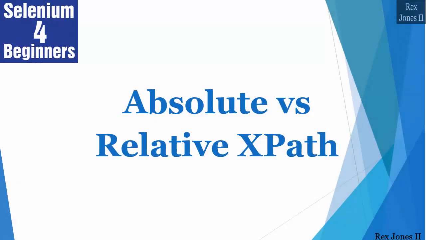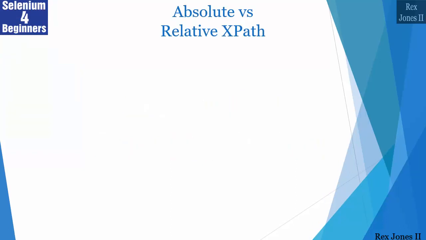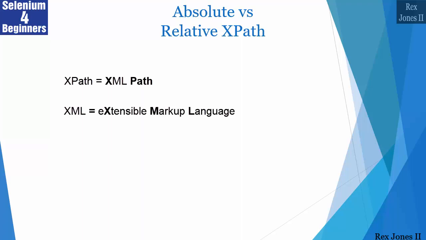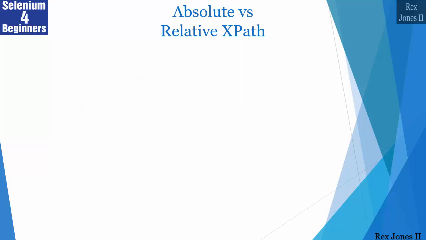What is XPath? XPath is used to navigate through elements and attributes. XPath is short for XML path, and XML stands for Extensible Markup Language. XML is different from HTML. XML is used to carry data, and HTML is used to display data. With regards to Selenium, XPath is a locator used to extract or pull tag attributes.